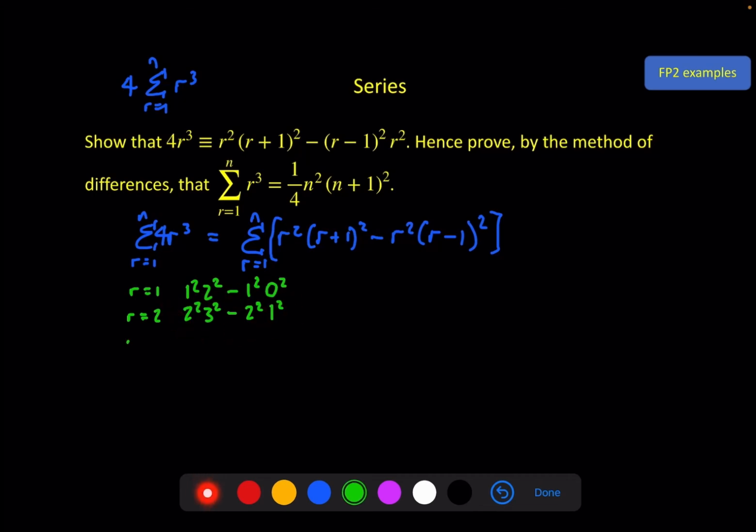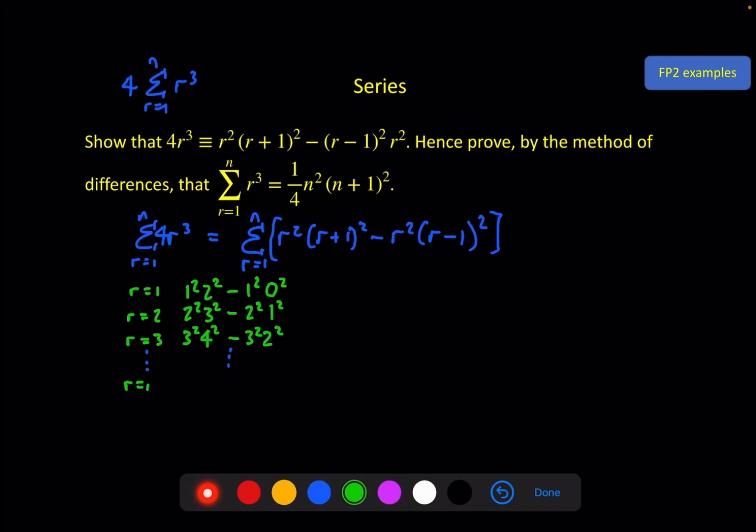So let's see what's going to happen with the next one. We've got 3 squared, 4 squared, minus 3 squared, 2 squared. And we see the same thing happening. The second part of this new term cancels with the first part of the previous term. So I can see that pattern developing. Let's take it all the way down.